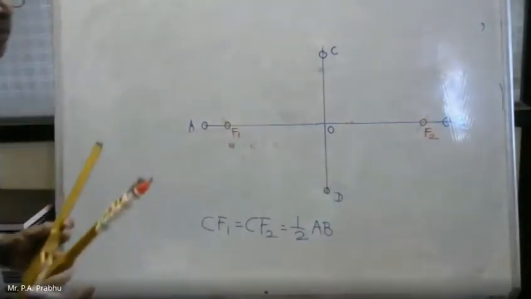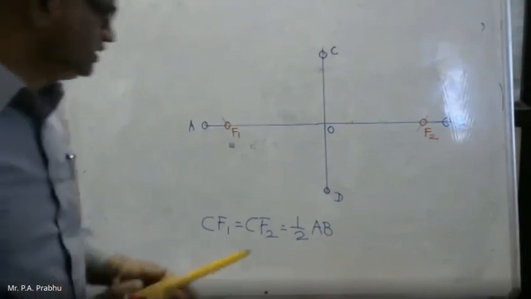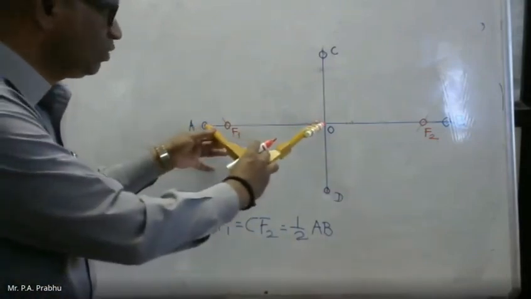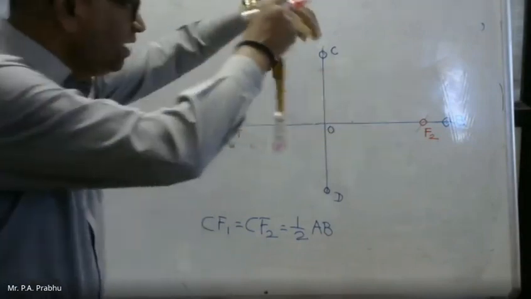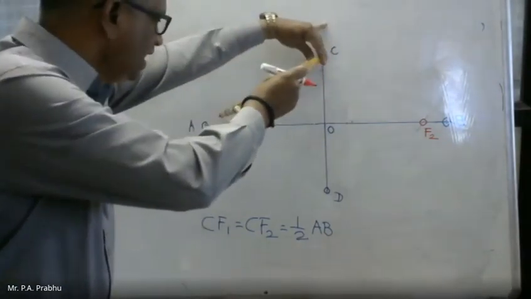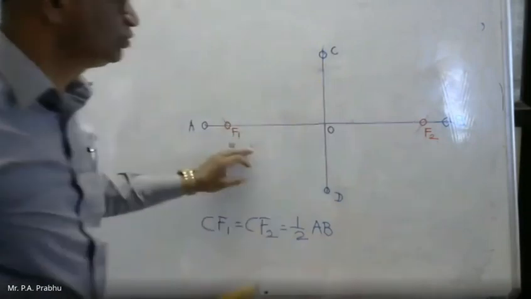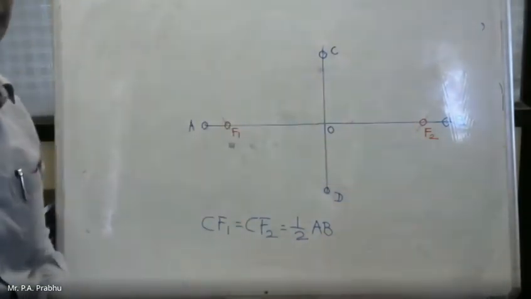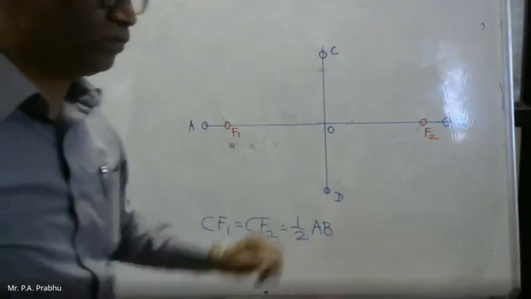two foci. What I have done, using the first property, I have taken a radius equal to half the major axis. Then I have taken C as a center, and I have cut this major axis. So I have got two fixed points, the foci. Okay, so we have used the first property.